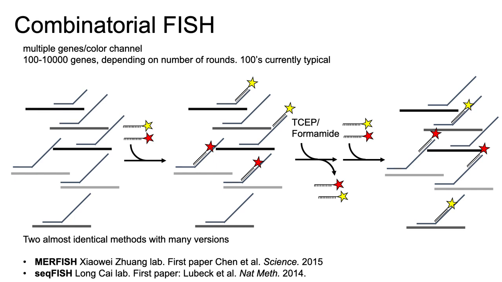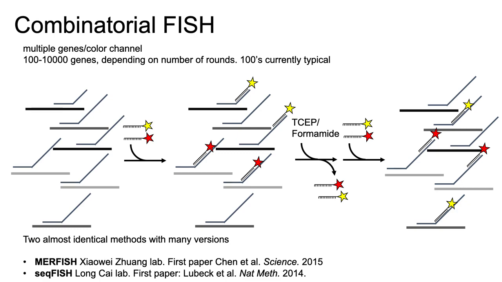Okay, so there's been two versions of this protocol that are basically identical to this. You've probably heard of one or two of them at least. They're called MERFISH and SeqFISH. MERFISH is from Xiaowei Zhuang's lab at Harvard. The first paper was in 2015 in Science. SeqFISH is from Long Cai's lab, who's now at UPenn, which was started up in 2014. And they've gone through about 5 iterations each, and they've kept the nomenclature consistent.